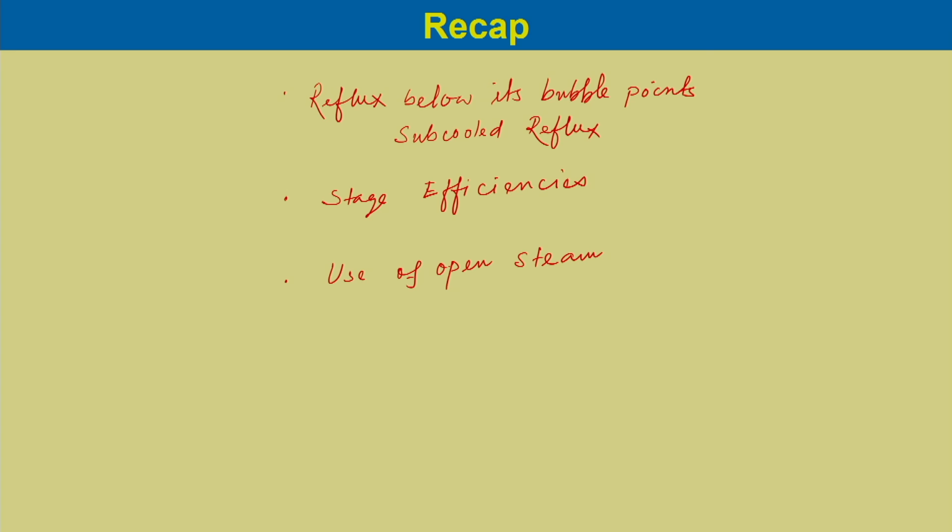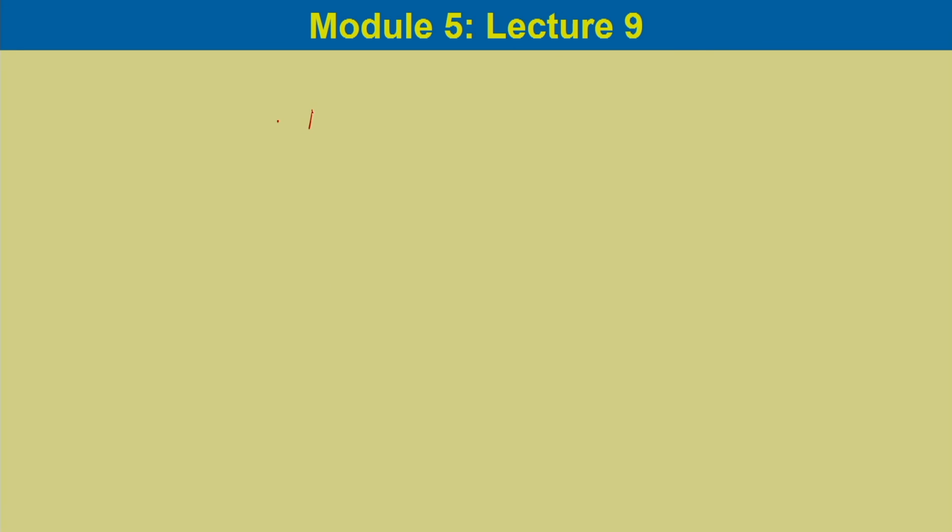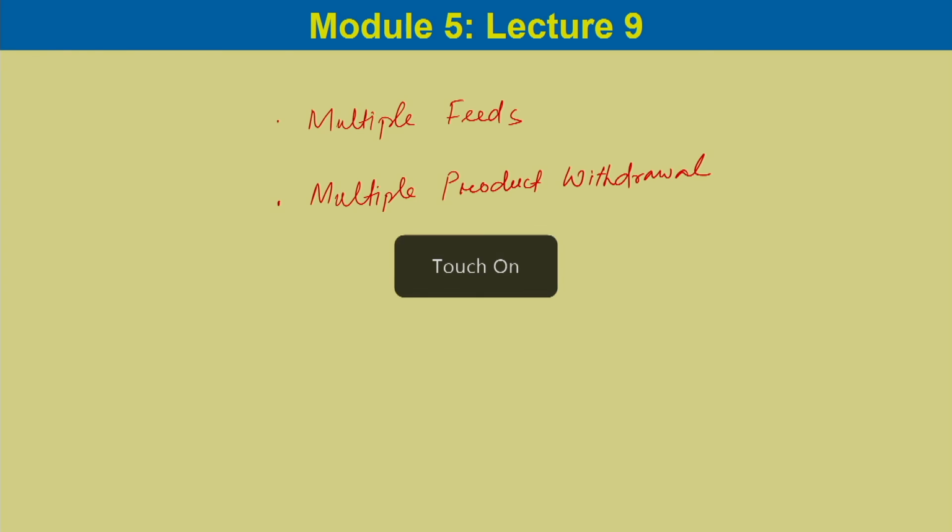So, in this lecture we will consider two important things. One is multiple feed, and the second thing we will consider is multiple product output, so, multiple product withdrawal. So, let us start our discussion with multiple feeds.